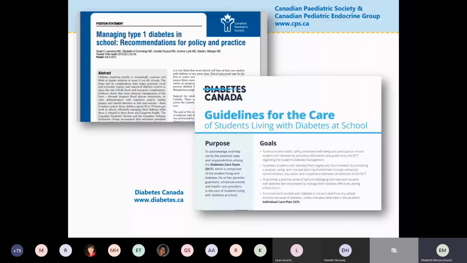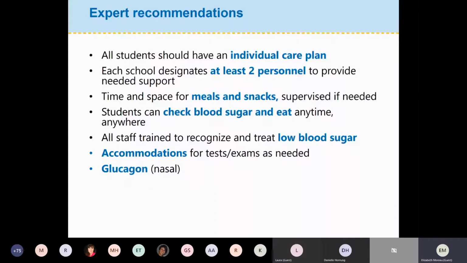So what do the experts agree on? First and foremost, that every child with type 1 should have an individual care plan. Secondly, that at least 2 personnel are designated in a school to provide the support that a child with type 1 needs, regardless of their age. Some kids who are younger will need time and space for meals and snacks and might need to be supervised.